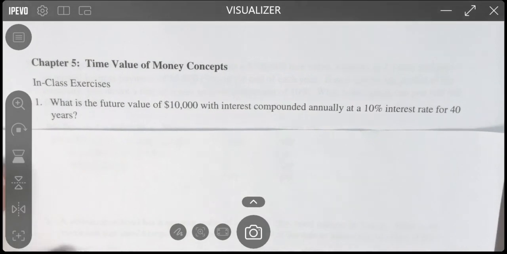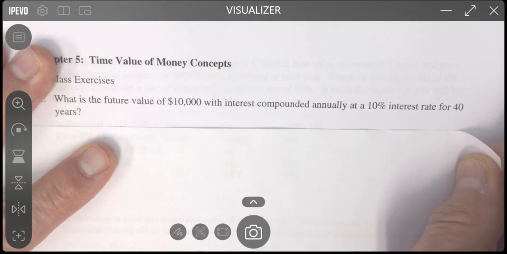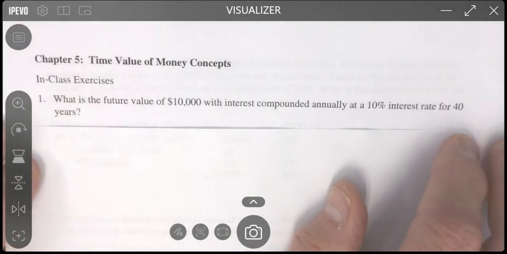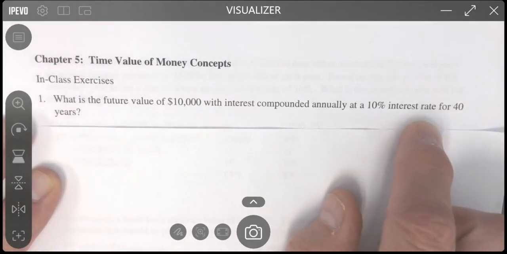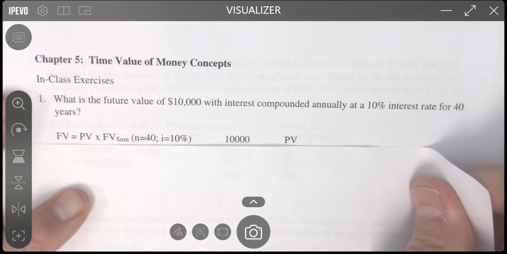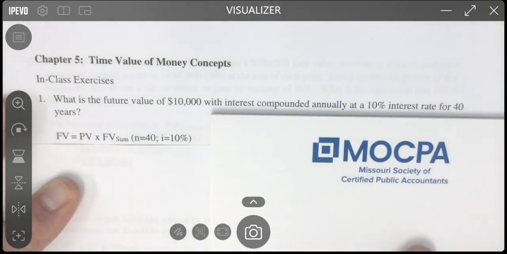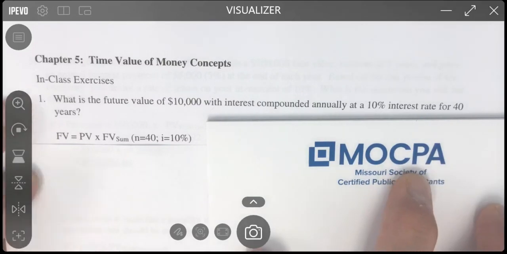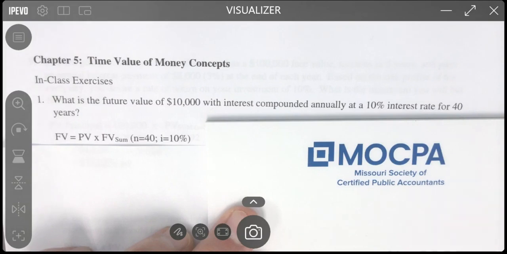All right, welcome back. Hope that you had luck, or better yet, just have the skill. Okay, so the first question is, what is the future value of $10,000 with interest compounded annually at a 10% interest rate for 40 years? Okay, and by the way, I'll do it using the tables first, then the financial calculator, and then Excel.